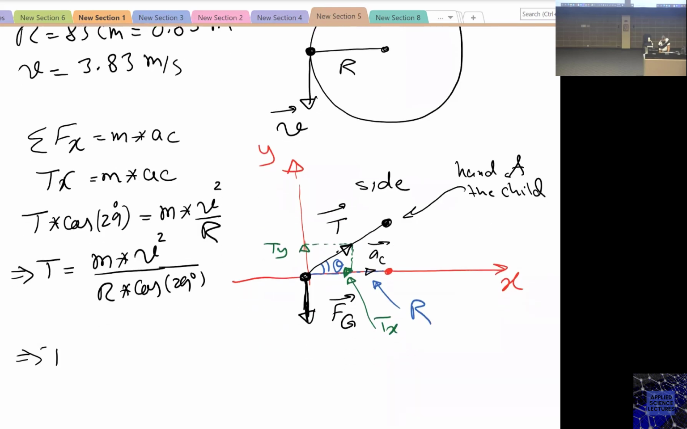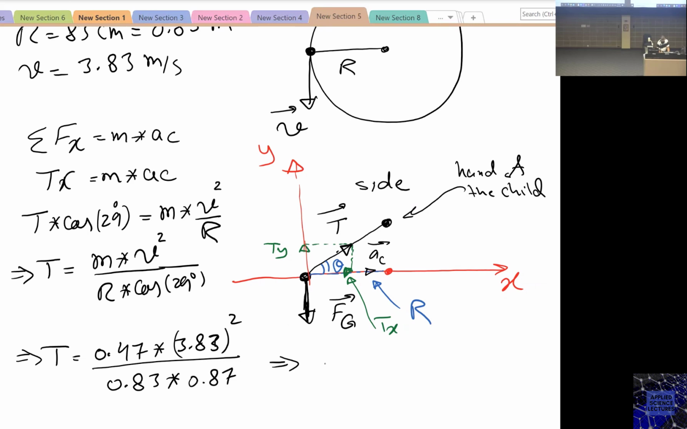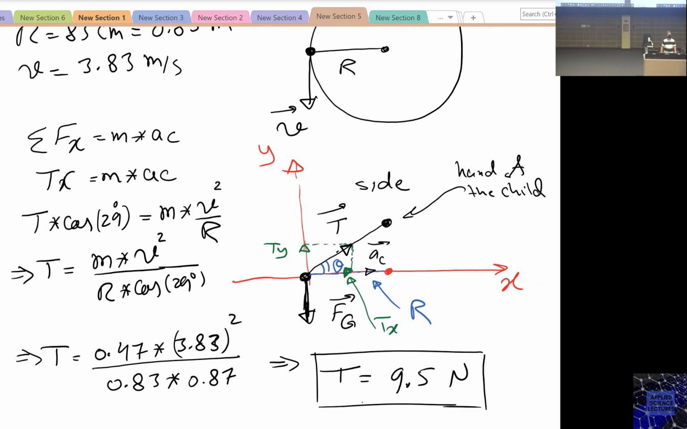Then if you substitute 0.47 times 3.83 squared divided by 0.83 times cosine 29, which is 0.87, and do the calculation, you will find that the tension force is 9.5 Newton. So it's 9.5 in Newton. This is the tension force.